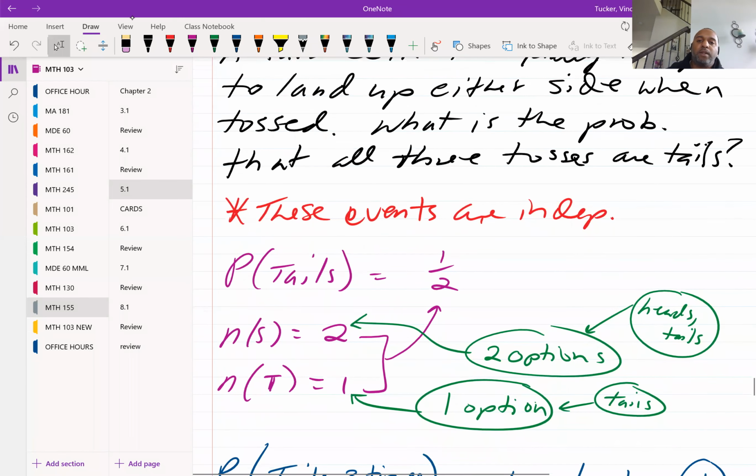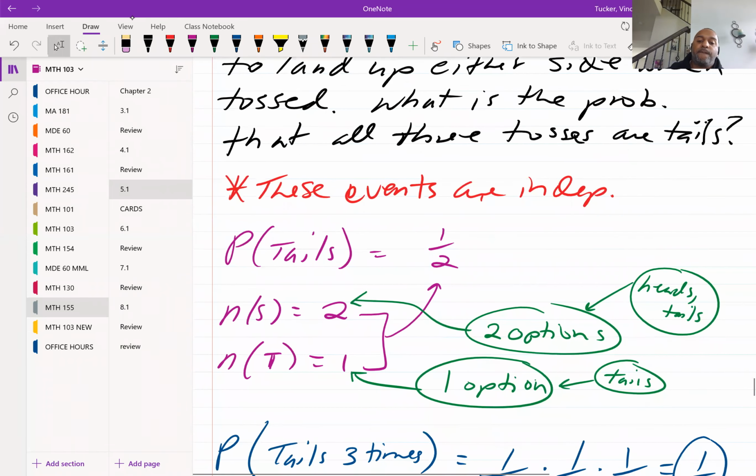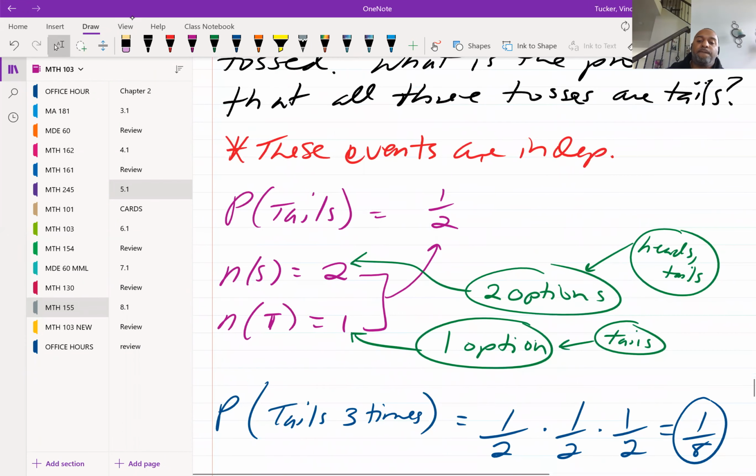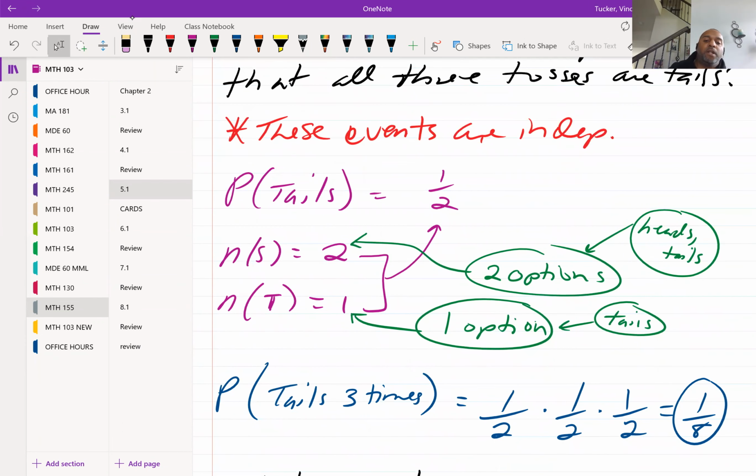We're done with the black. And then in blue, we see how we get our answer. If you're talking about getting tails 3 times, then that's 1/2 times 1/2 times 1/2, which is 1/8.